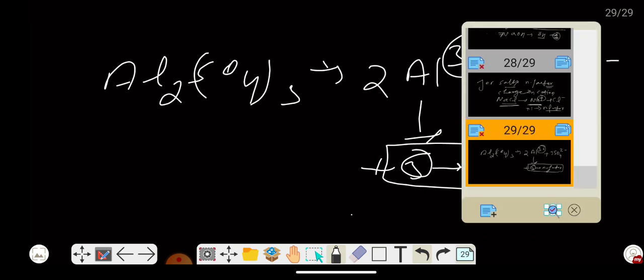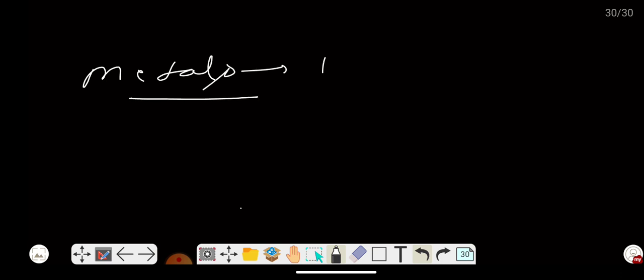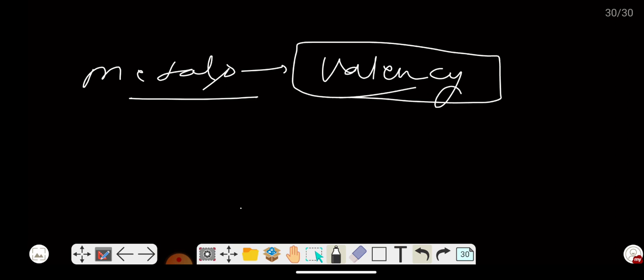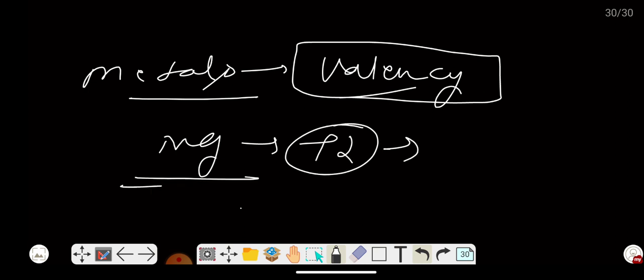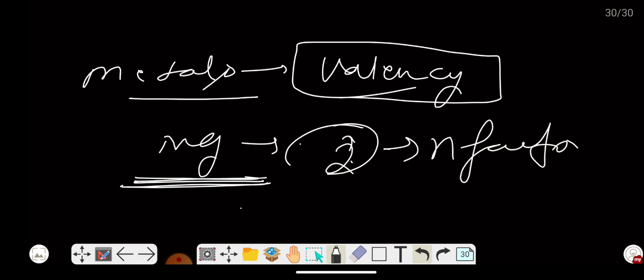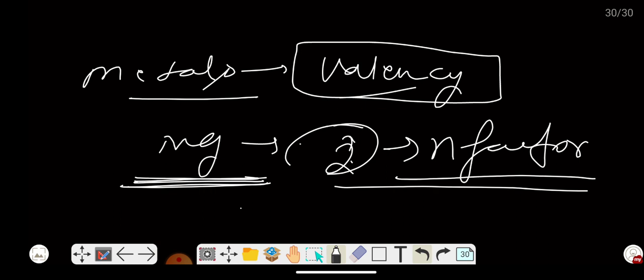Now for metals, the valency is the n factor. Let's suppose Mg has a valency of plus 2. Valency means the number of valence electrons, only this much. So it has a valency of 2, so the n factor will be 2. In this way the n factor can be calculated.